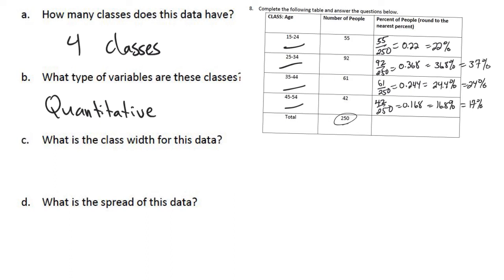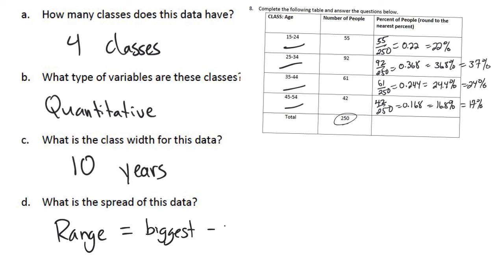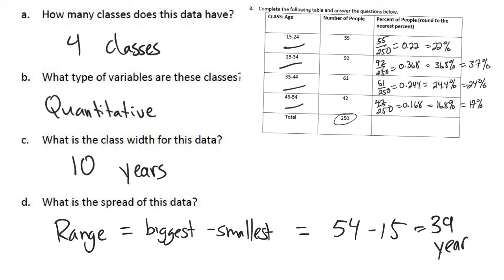Now, we're looking for the class width for this data. We go from 15 to 24, so we're including ages 15, 16, 17, 18, 19, 20, 21, 22, 23, 24. If you count those ages, it gives us a width of 10, so 10 years. The spread of the data, think of that as the range, which is just the biggest number minus the smallest. In our case, that is 54 minus 15, which gives us 39. So our spread of the data is 39 years.